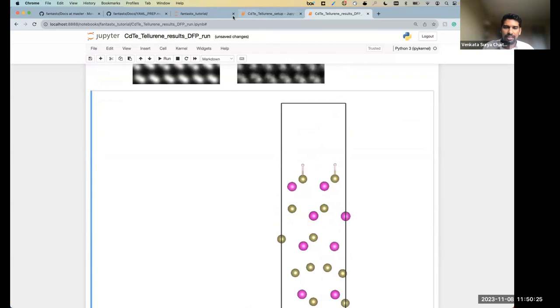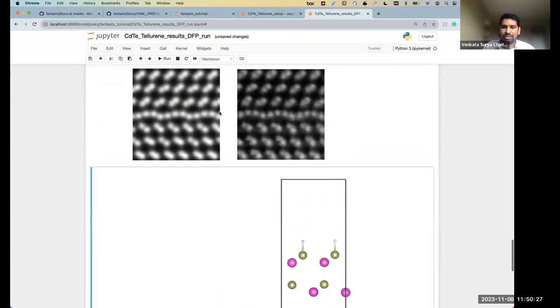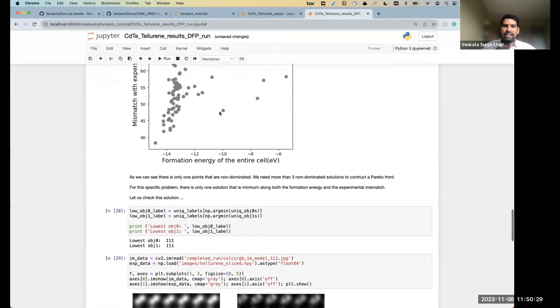Yeah, and in the presentation, I showed some of the other examples where we have a set of solutions which are non-dominated. In those cases, we collect all the Pareto points, structures and images, and we can do further analysis, like relaxing them with a more lenient or finer grid to get accurate data and do further characterization.